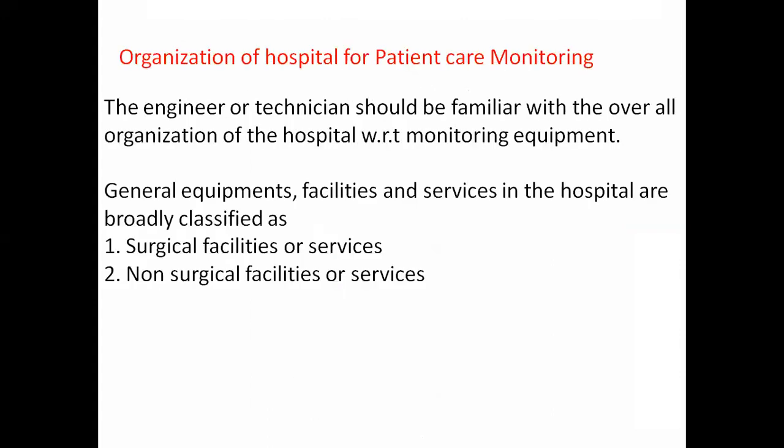So, coming to organization of the hospital for patient care monitoring: how we have to organize the hospital. It means, what are the main facilities we require. To do some surgery, we require a surgical operating theater room. To do some analysis, a blood collection unit and sample collections, so you require some lab equipments.